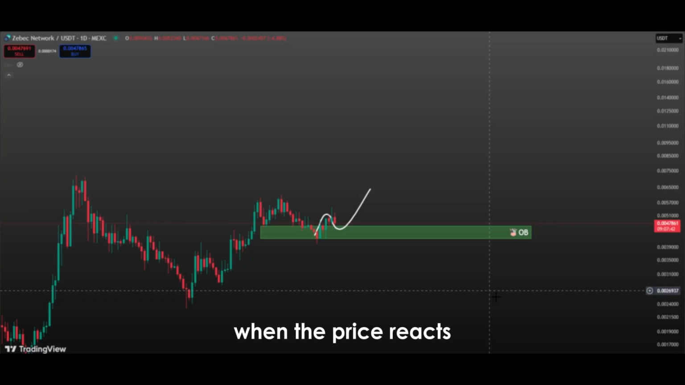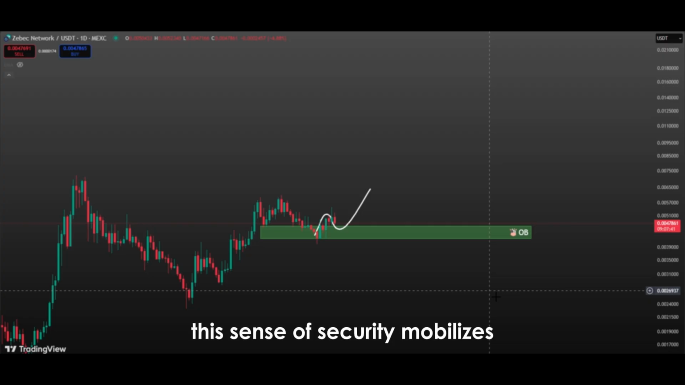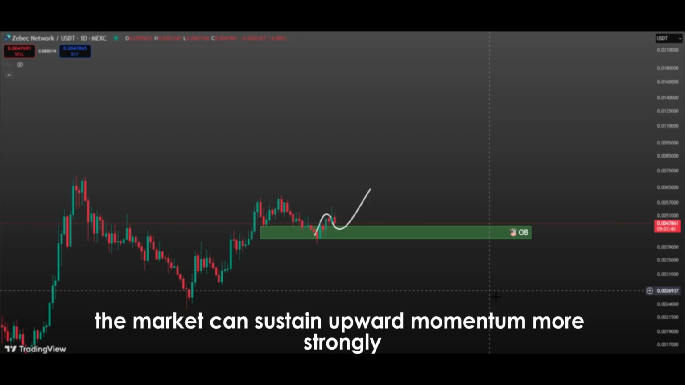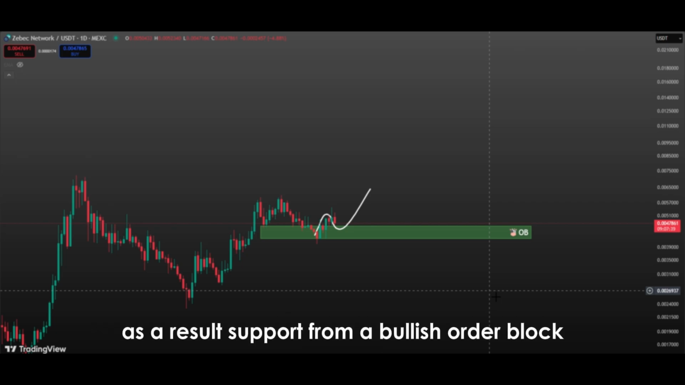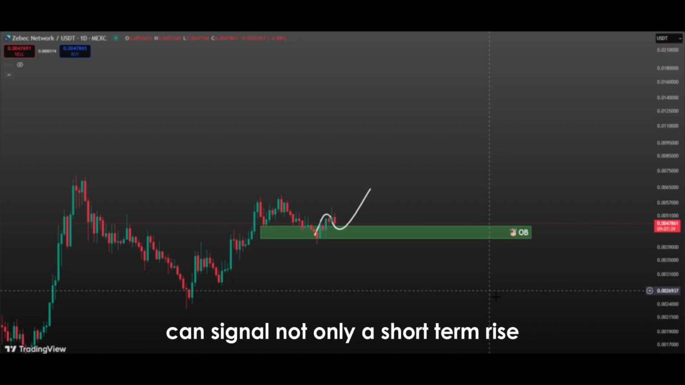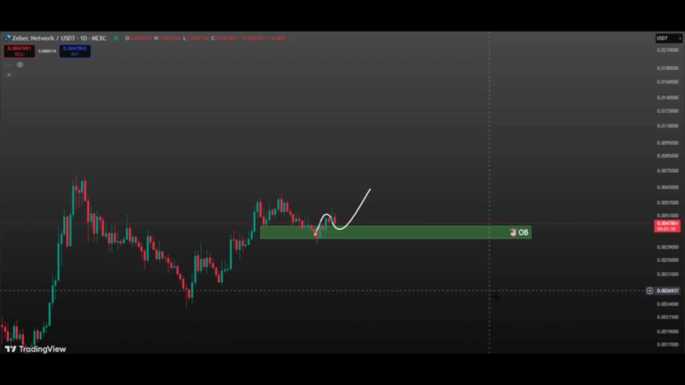When the price reacts upward from this area, it demonstrates that the bulls remain in control. This sense of security mobilizes not only existing investors, but also new investors looking to enter the market. Thus, the market can sustain upward momentum more strongly. As a result, support from a bullish order block can signal not only a short-term rise, but also the potential start of a long-term uptrend.